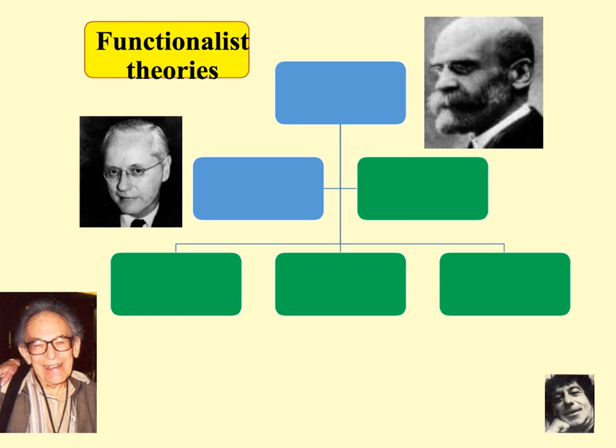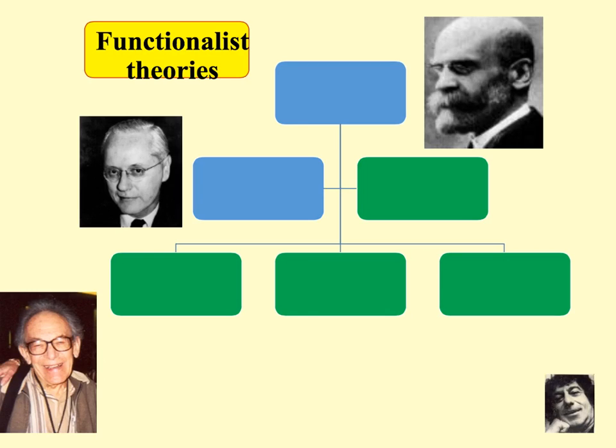So when we think about functionalist theories, there are a few that you need to consider. For some reason this box has gone blank for you, so I'll just tell you what to fill in. In the very top box you've got Durkheim, who was around 1858 to 1917, probably the most famous functionalist we look at. The gentleman on the left with the glasses, that's Robert Merton, who was around 1910 to 2003.